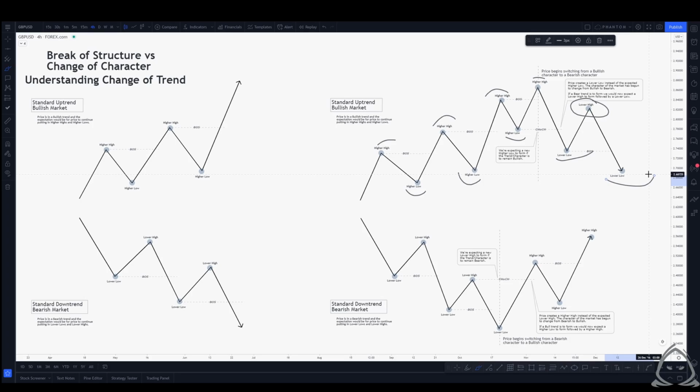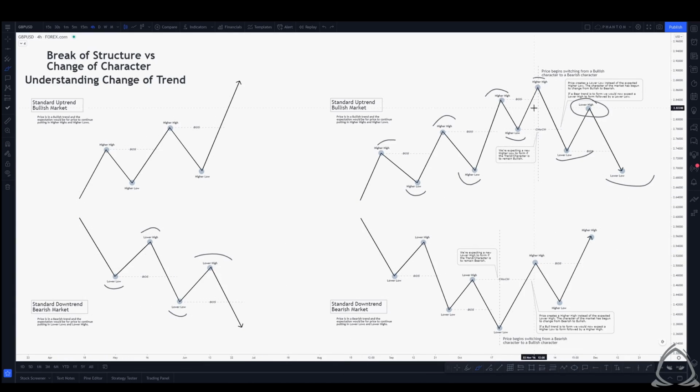And again, what we would understand when we see a bearish trending market is that price would be creating lower lows and lower highs with the expectation of that continuing. The way a bearish trend would be invalidated is if the previous lower high is broken and a higher high is formed. That would be our change of character from bearish to bullish.